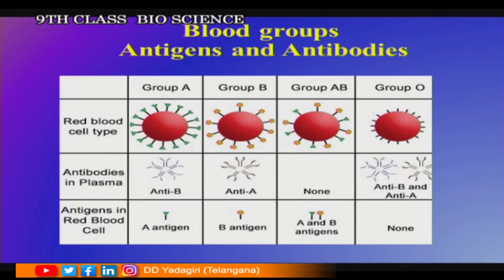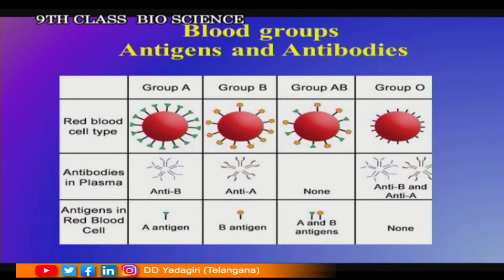What about the person with blood group AB? They have antigen A and antigen B. The blood group O does not have any type of antigen. Now, based upon this antigen, there are antibodies present in the plasma. If you observe the blood group A, the antibodies present in the plasma are anti-B, B antibody.